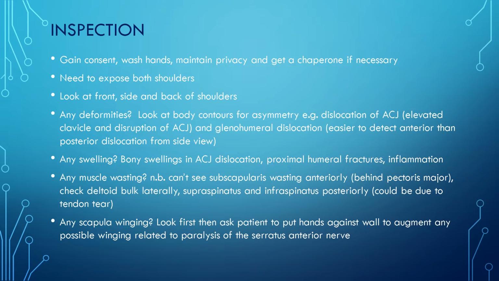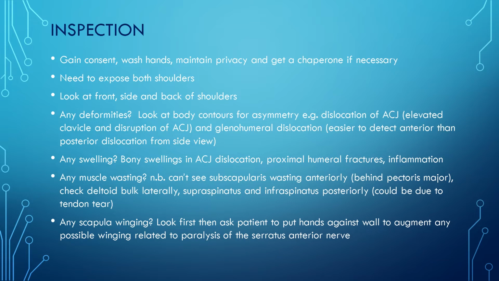Note it's easier to see an anterior dislocation than a posterior dislocation. Often you can't decide whether someone's got a posterior dislocation until you palpate and examine in more depth. You're also just looking at the bony joints to see if there's any swelling. Again, you may see swelling over the upper arm if there's been a humeral fracture or inflammation. And also you're going to be looking for muscle wasting.